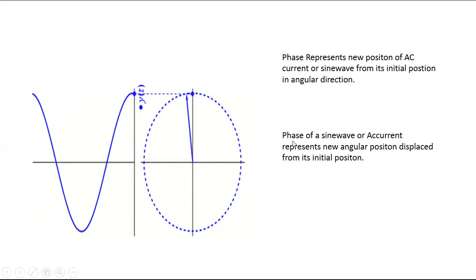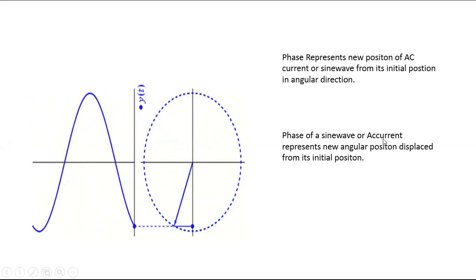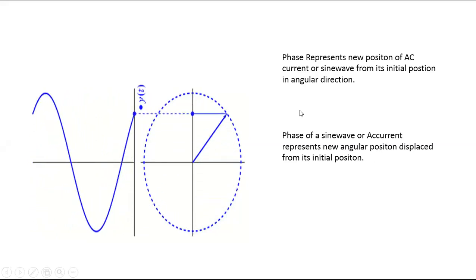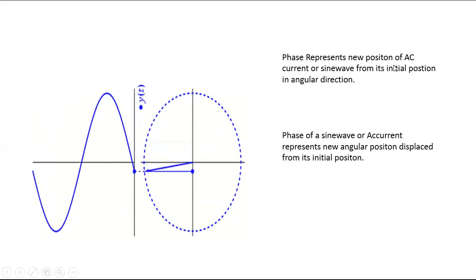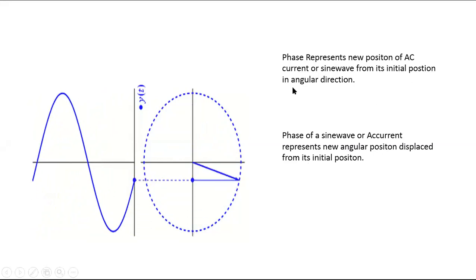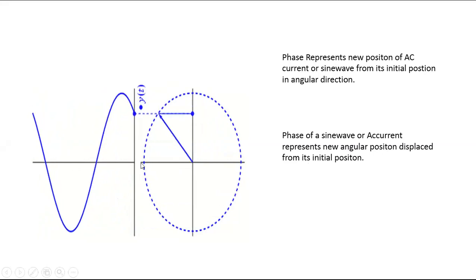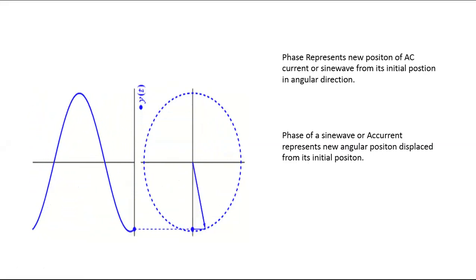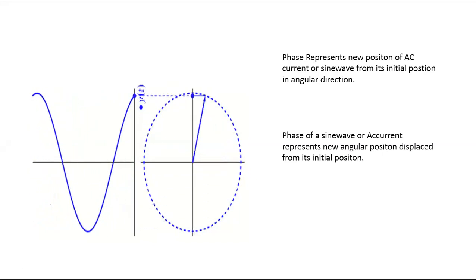So phase, what is the definition of phase? Phase of a sine wave or AC current represents the new angular position. First definition: phase represents the new position of AC current or sine wave from its initial position in angular direction. See, AC current is rotating here. What is the new position of AC current from its initial position, which is displaced from its initial position? That is called the phase.